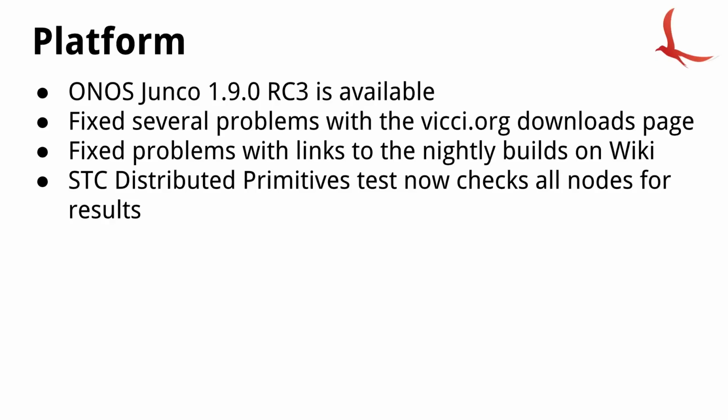Brian helped me fix a couple problems with Vici and how the downloads page works. That stuff is all automatically generated, and it sort of fell on its face once we had more than 1,000 items in that list. Similar problems with the nightly builds in the wiki, which Brian also fixed. John did a lot of work on the STC distributed primitives test, so that now instead of just checking on the first node, it checks on every node to be sure that the results got sent out correctly. We didn't put a bullet point here, but he also did a bunch of work to make those tests more reliable.